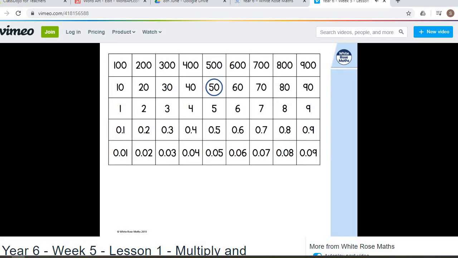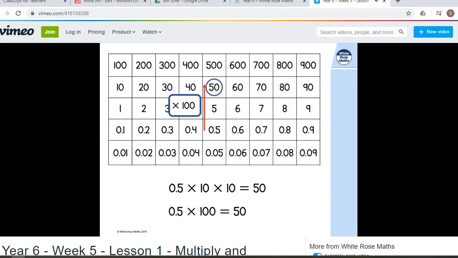Let's think about what's changed there. We've gone from 0.5 to 50. So we increased it by 10 times, and then another 10 times. So 0.5 times 10 times 10 is 50. But thinking about that in one go, that's the same as timesing by 100. So 0.5 times 100 is 50.